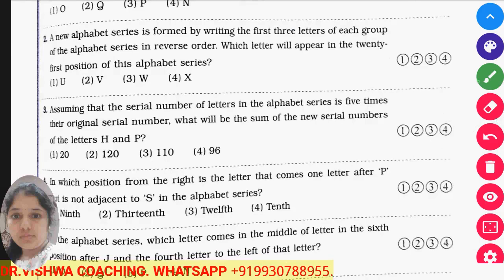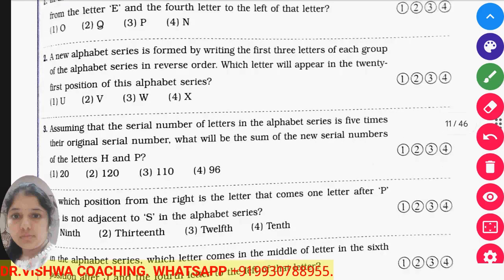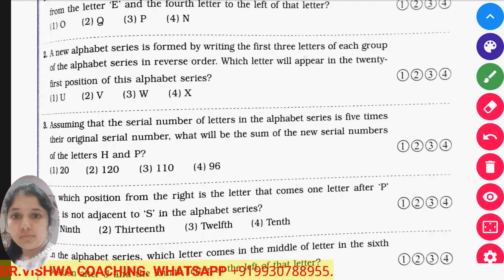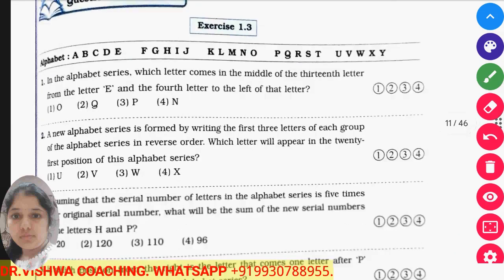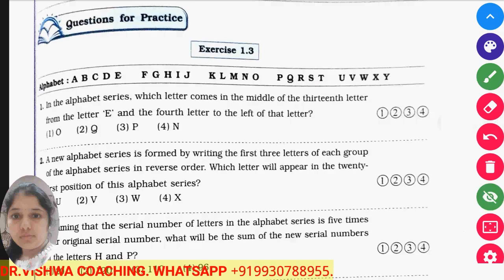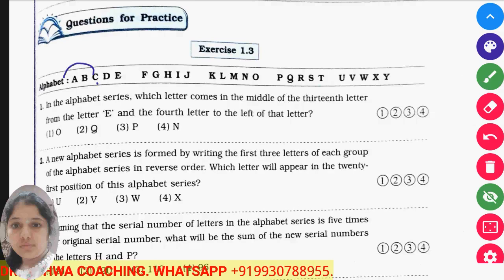The next question is: in a new alphabet series formed by writing the first 3 letters of each group of the alphabet series in reverse order, which letter will appear in the 21st position of this alphabet series? Now see, in each group we have to write the first 3 letters in reverse order, means C will come first, then B, then A, then D, then E. Now they asked which letter will appear in the 21st position. Now see, these are 5, 10, 15 and 20. And this is the 21st position.